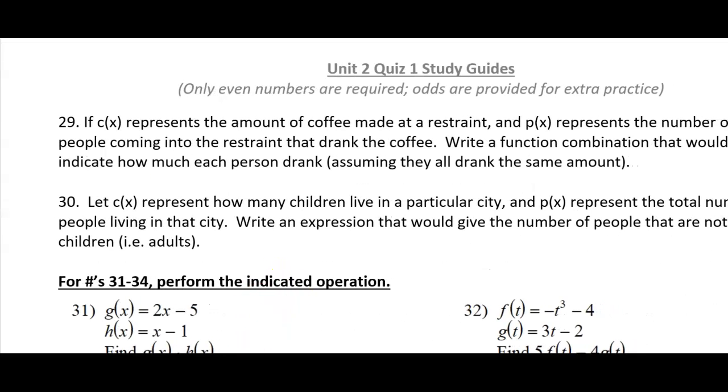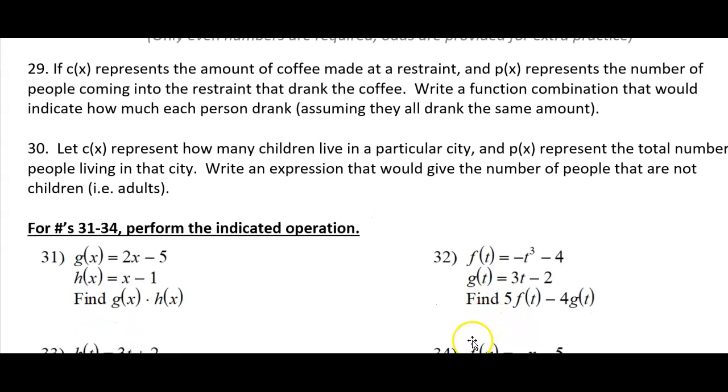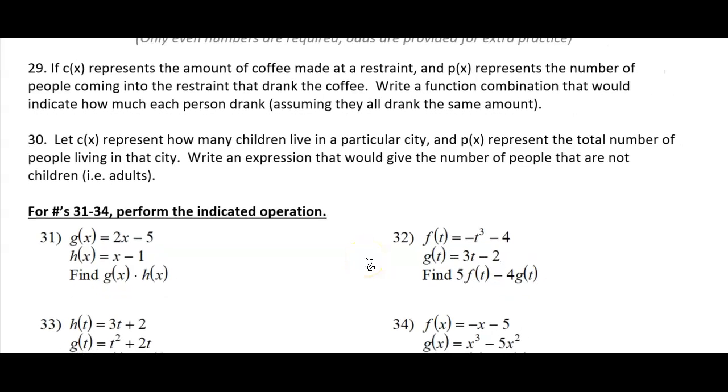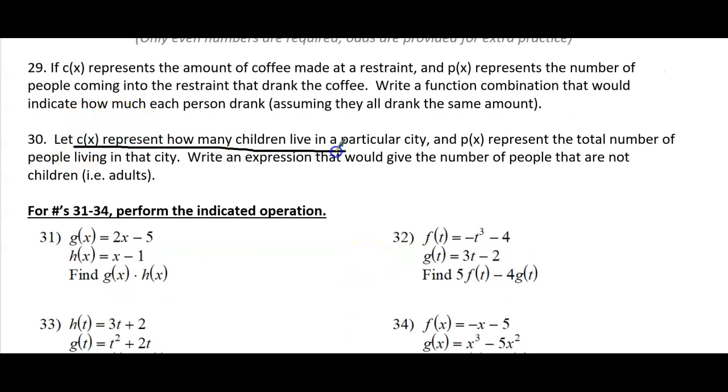Number 30. Let C represent how many children live in a particular city. So C of x tells me how many kids live in a city, and P represents the total number of people in the city. Our job is to write an expression that would give the number of people that are not children. Well, I know that the total number of people is P.